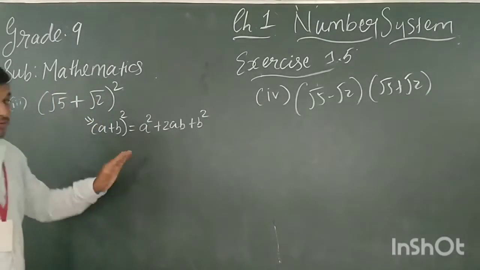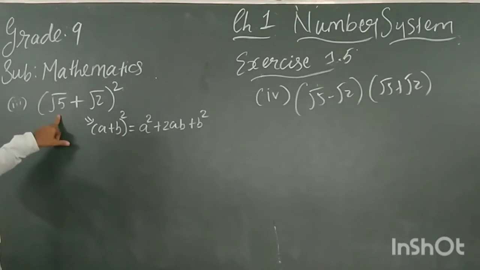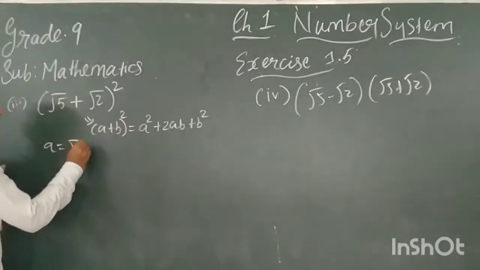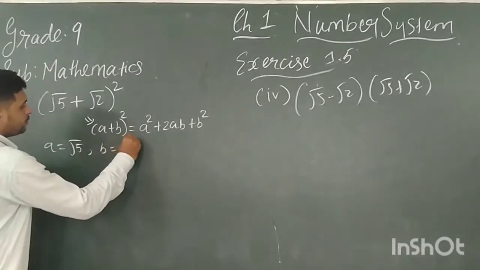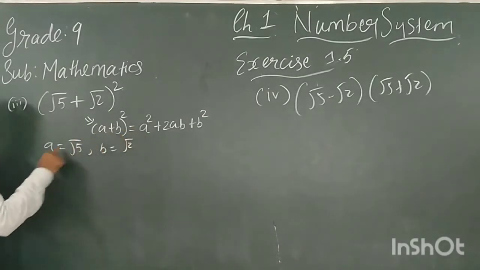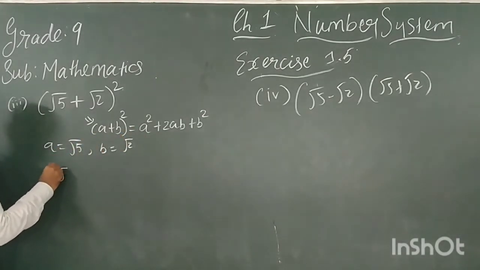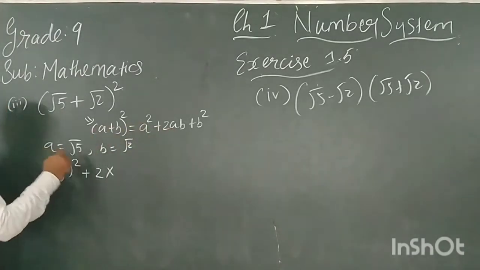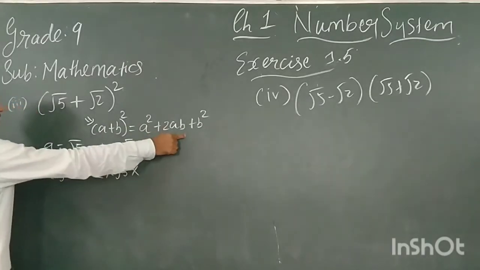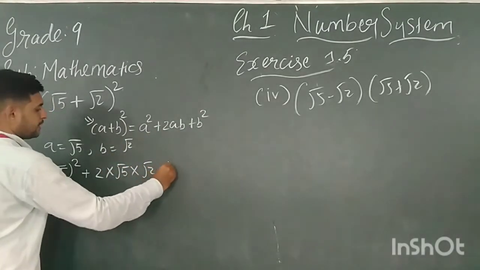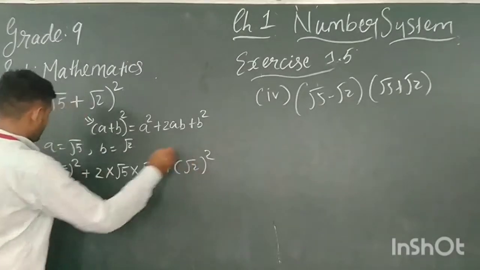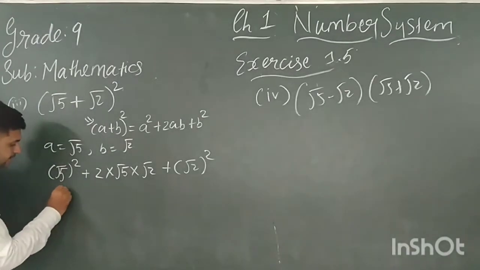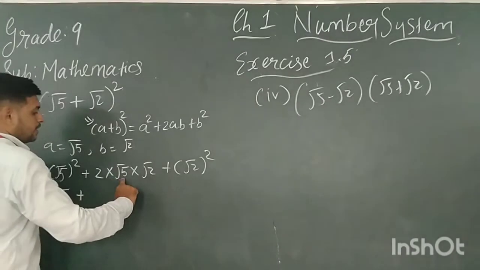Now what you can do here is, for simplicity, assume a as root 5, b as root 2. So a equals root 5 and b equals root 2. Now the formula says a square, that is root 5 square, plus 2 multiplied by a, root 5, multiplied by b, root 2, plus b square, that is root 2 square. So root 5 square becomes 5, plus root 5 into root 2.